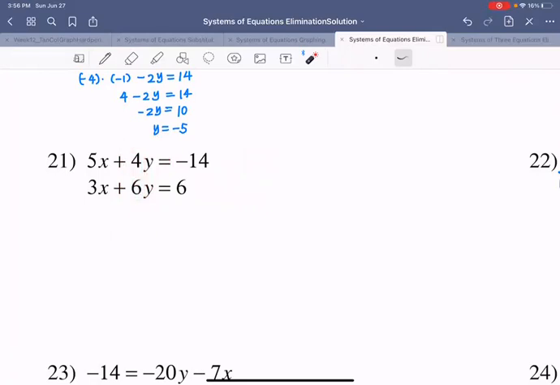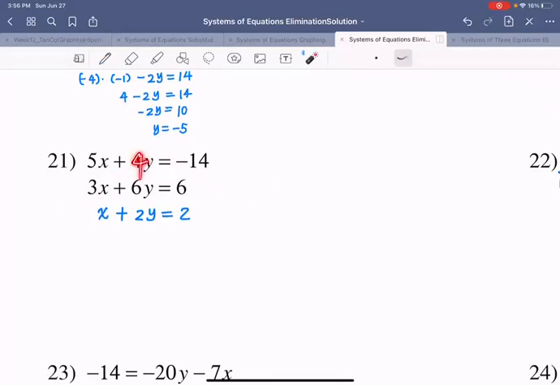This two way, I still don't like them. I want to do something with this. 3, 6, 6. What can I do? I think you can divide it by 3. Very good. Divide by 3. So this becomes x plus 2y equals 2. Okay, very good.